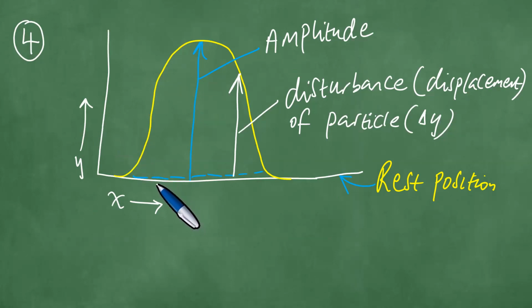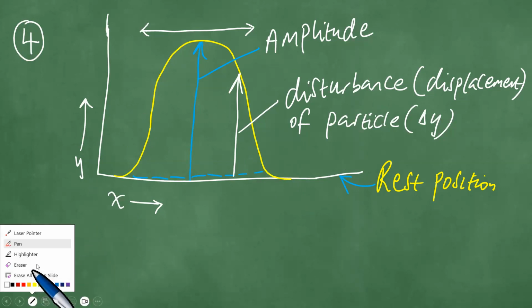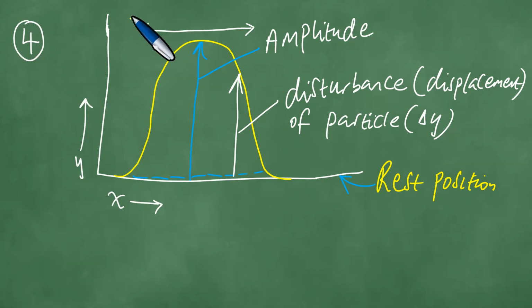And then you have the pulse length. The pulse length is from here to there, from the beginning to the end of the pulse. This one here is called the pulse length, which is from the beginning of the pulse to the end of the pulse.